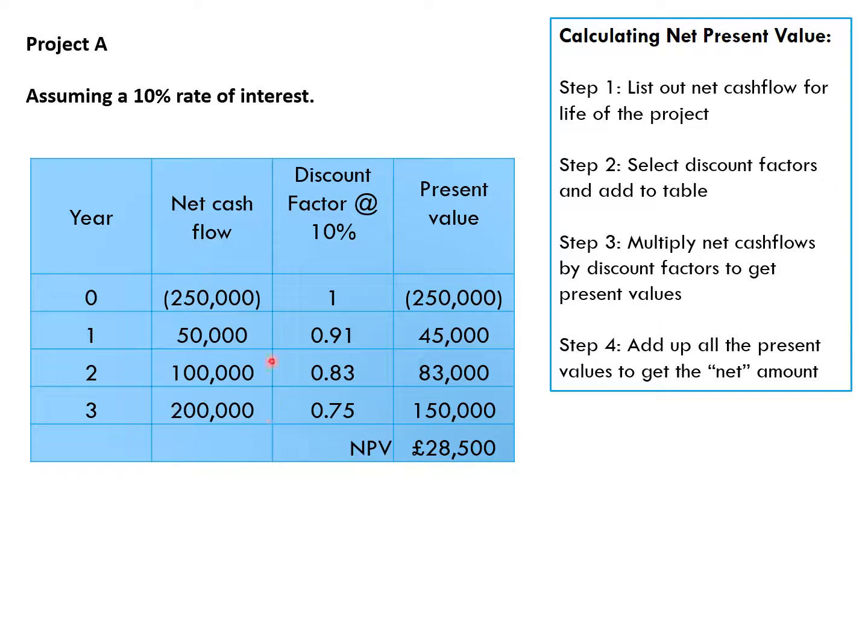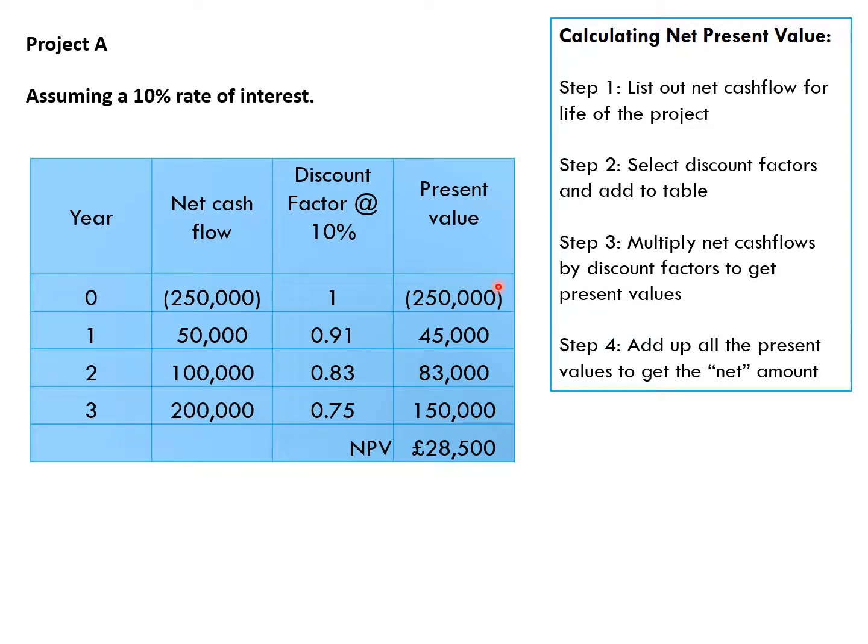Now, what we need to do to take into account the timings of these cash flows is bring them back to their present values. So what are they worth in year 0, assuming that we could get 10% interest at the bank? Well, here are our discount factors at a 10% rate of interest. And if we multiply across the cash flows by the discount factors, we get the present values. So £250,000 negative in year 0, the present value is negative 250,000. 50,000 return after a year is worth 45,000 in year 0. 100,000 after 2 years is worth 83,000 in year 0. 200,000 after 3 years is worth 150,000. So these are all the present values of our project.